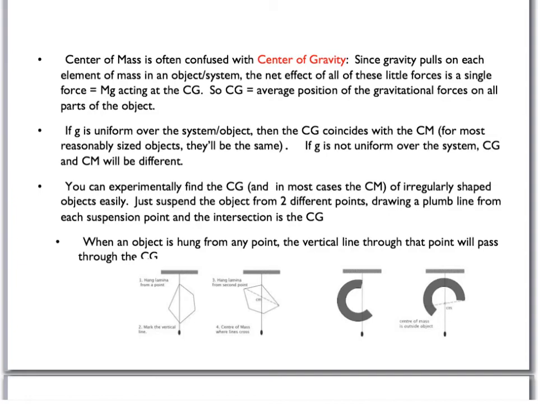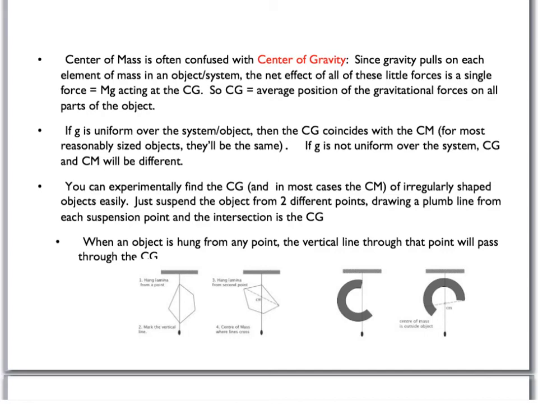So center of gravity is really an average position of the gravitational forces that are acting on an object. Now, if the gravitational field is uniform over the system or the object, then the center of gravity is going to coincide with the center of mass. They'll be the exact same position. For most reasonably sized objects, they will be the same position.